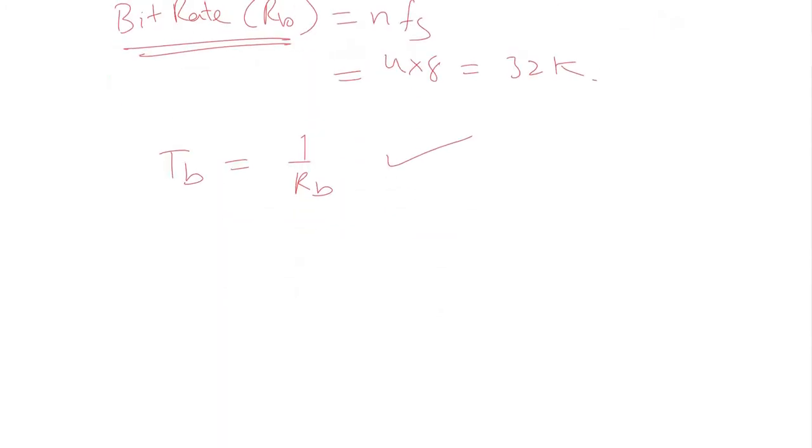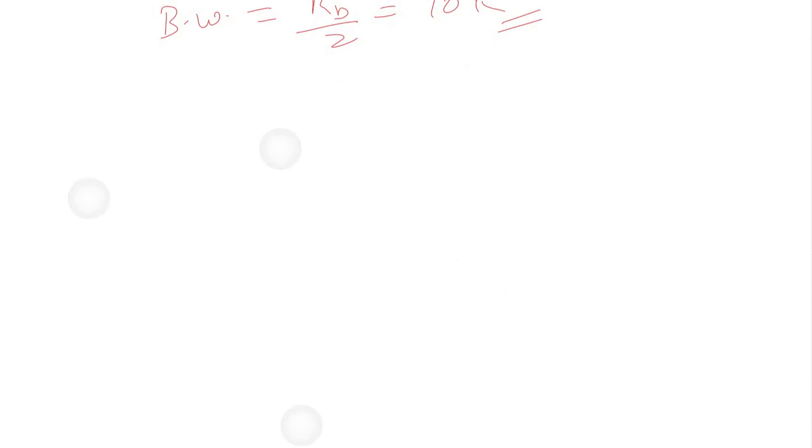Then what will be the maximum bandwidth? Bandwidth is equal to RB by 2, and that will be equal to, what is RB here? RB is 32, so bandwidth comes out to 16k. Moving on to the next type of question.